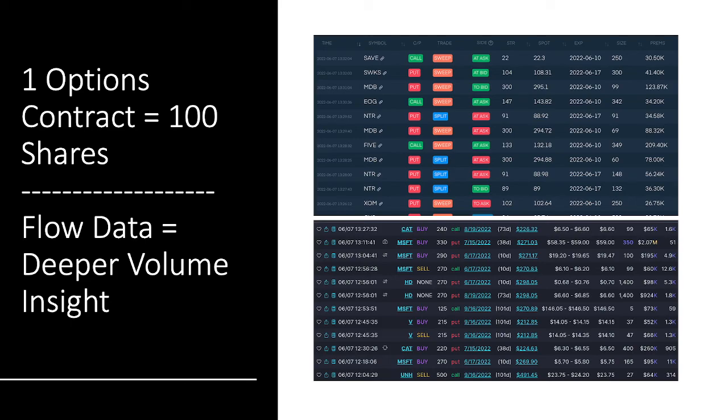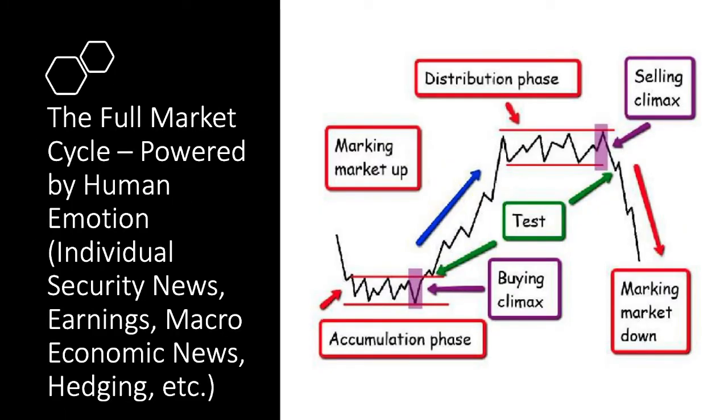You just need to understand flow is not everything. Neither are fundamentals, neither are technicals. They all play a part in it. What I mean by that is the full market cycle is powered by fundamental news events such as individual security news, earnings, macroeconomic news, and hedging behaviors. It's also powered by technicals, which would be accumulations and distributions and the various climaxes that occur when those phases are ending. And then flow data helps give you extra insight into that volume.